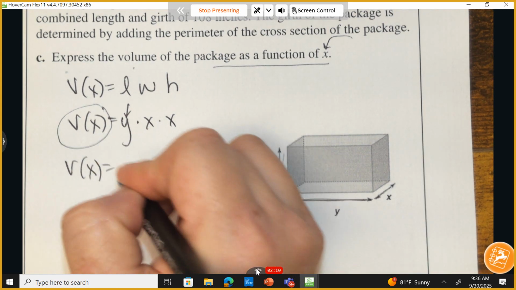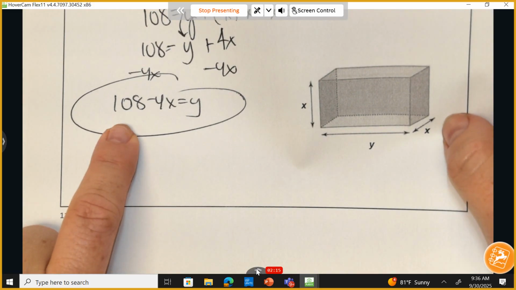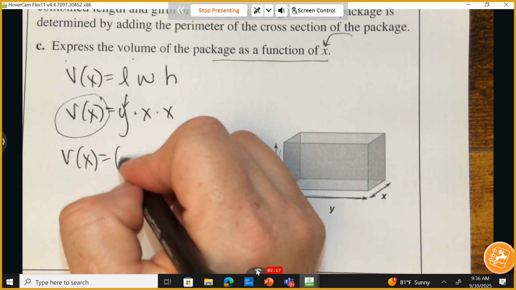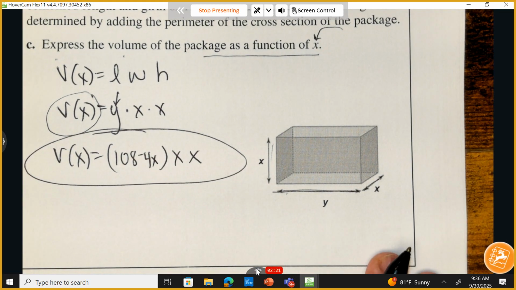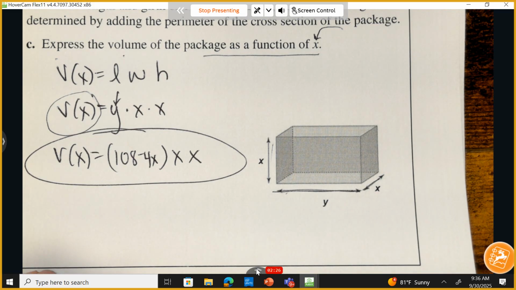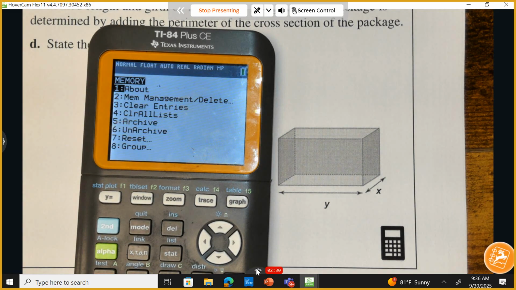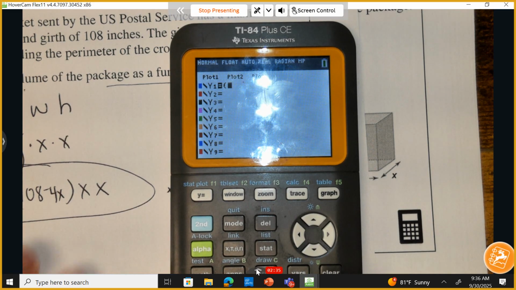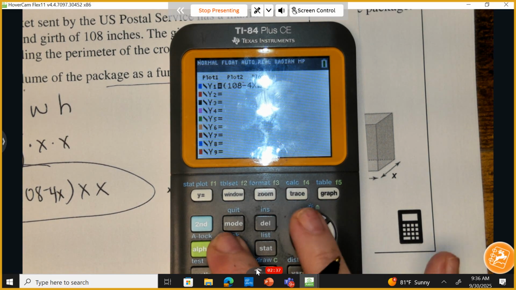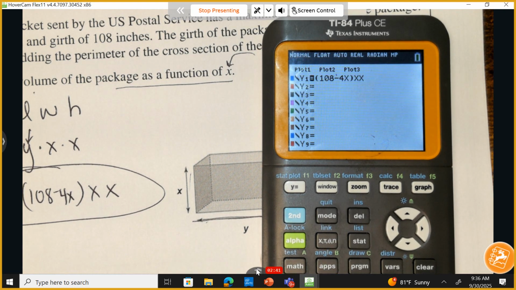Now, I know what y is equivalent to. Y is equivalent to 108 subtract 4x. Next up, please do second plus 712 on your calculator. Let's come up with the domain. After you've cleared your calculator, let's type this in. 108 subtract 4x. And you could write x squared at this point, or you could just do xx.